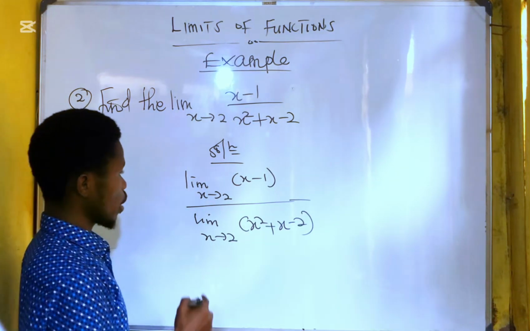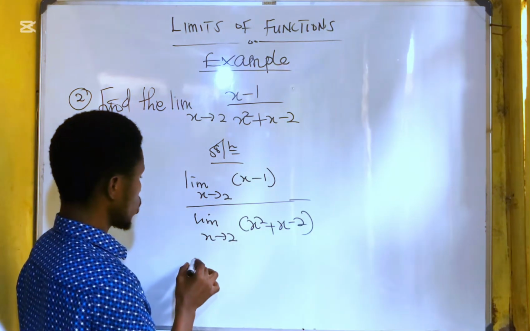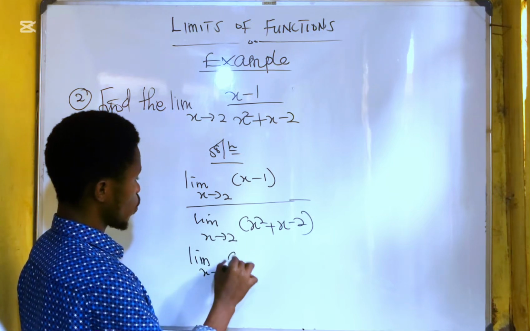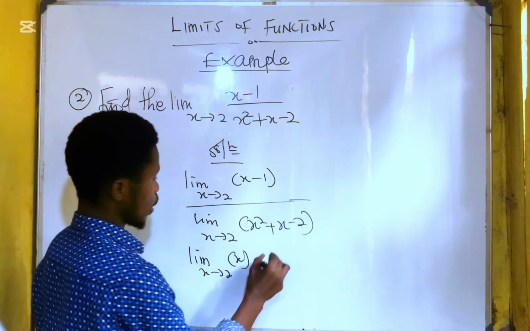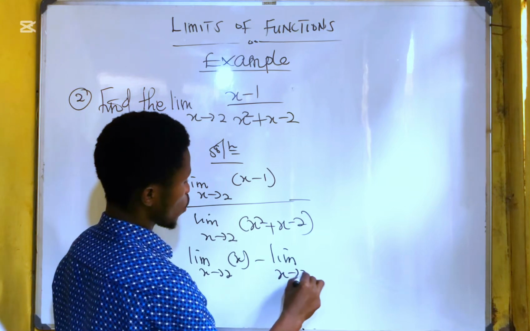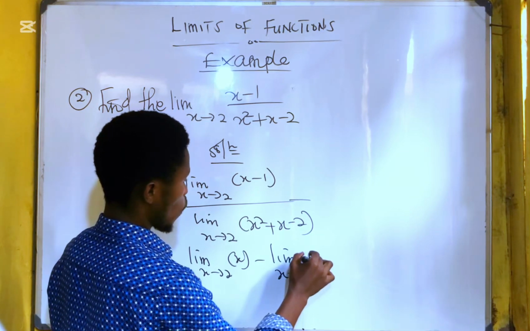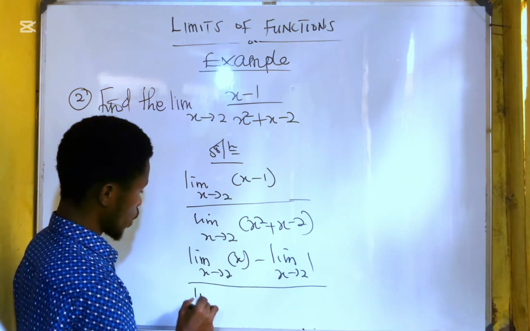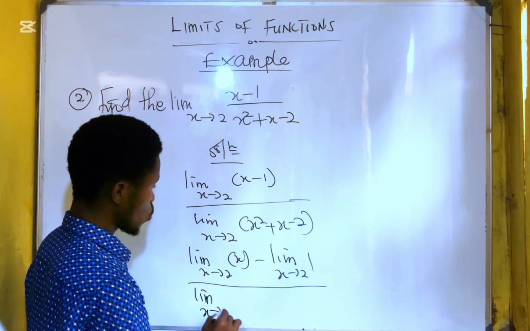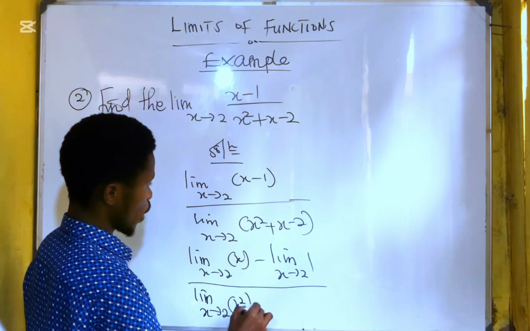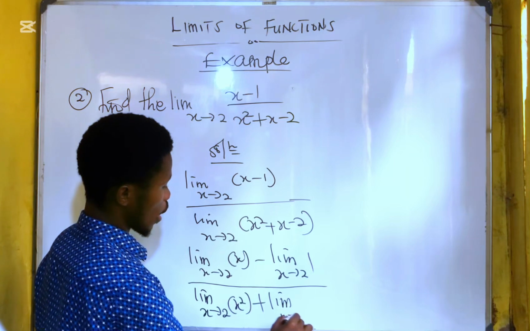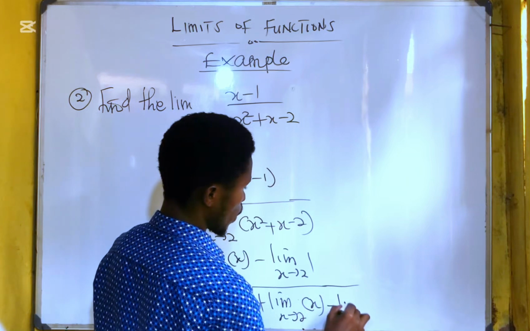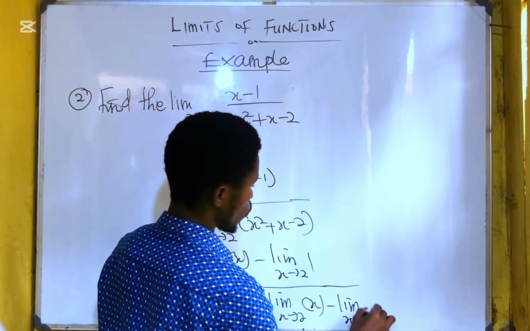After this, now you're going to apply the limit on them separately. So you're going to have the limit as x approaches 2 of this x minus the limit as x approaches 2 of 1. You see, because of the minus, it is here. Then all divided by this place, you're going to have the limit as x approaches 2 of x squared plus the limit as x approaches 2 of x minus the limit as x approaches 2 of 2.